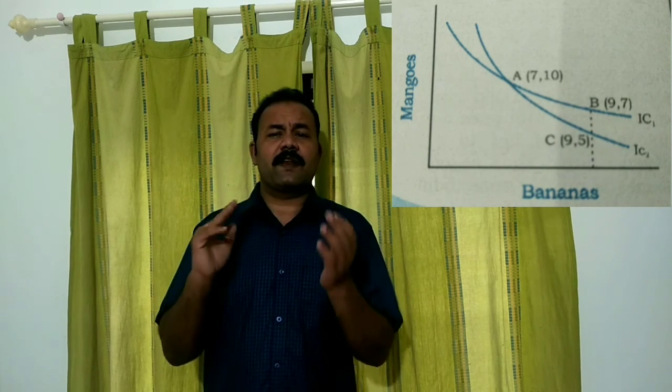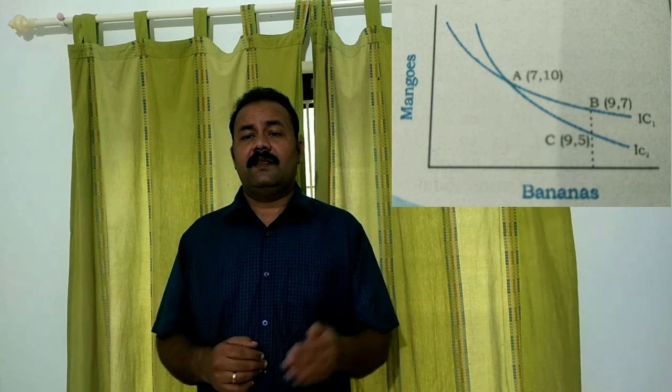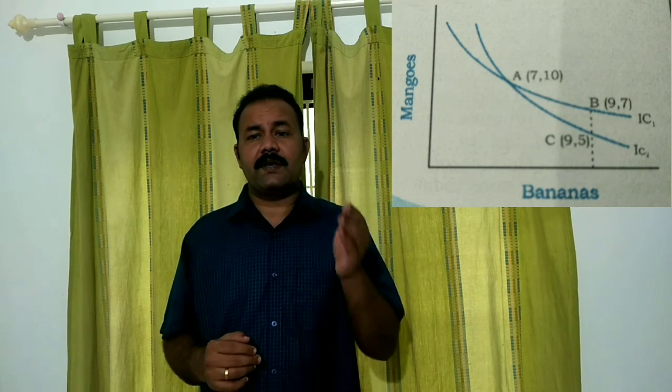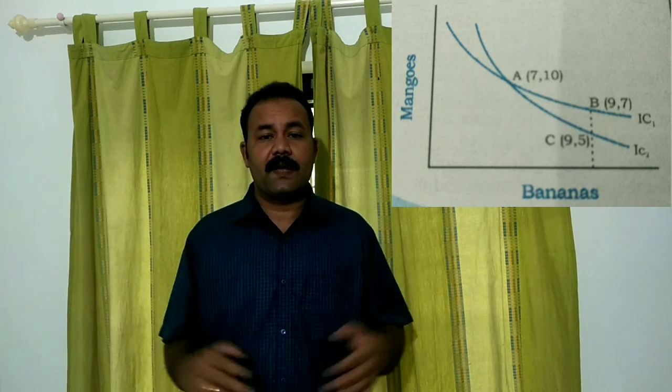If these two indifference curves are intersecting with each other, then the satisfaction from points A, B and C would be the same. That is not possible. So, indifference curves will never intersect with each other, or touch or cut each other.